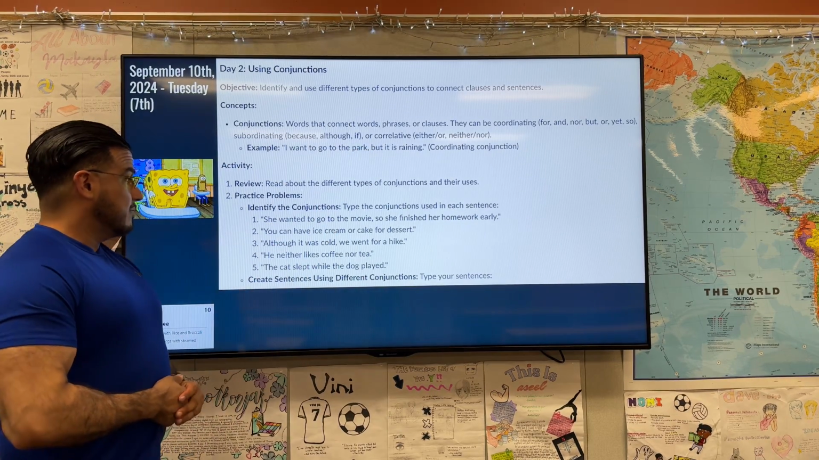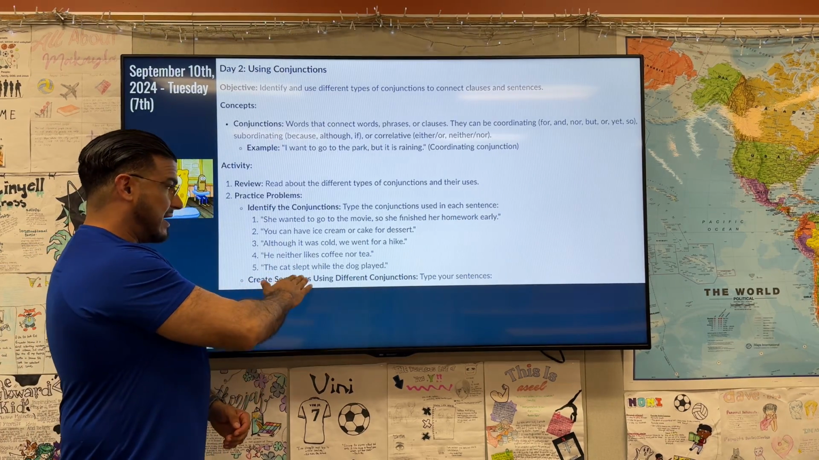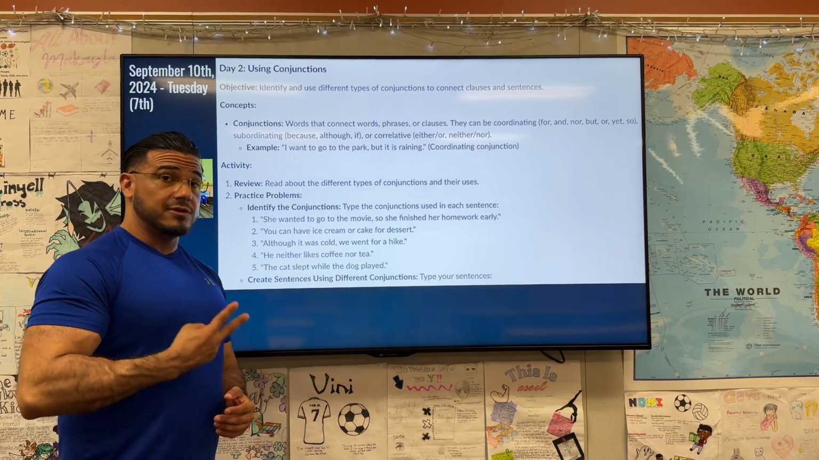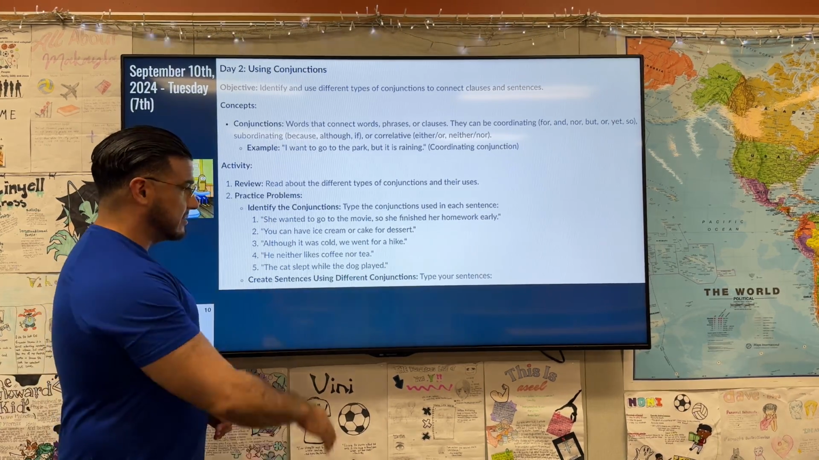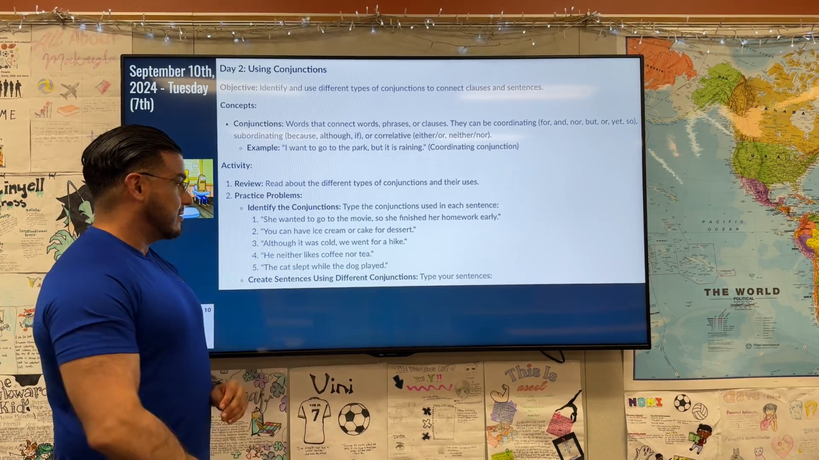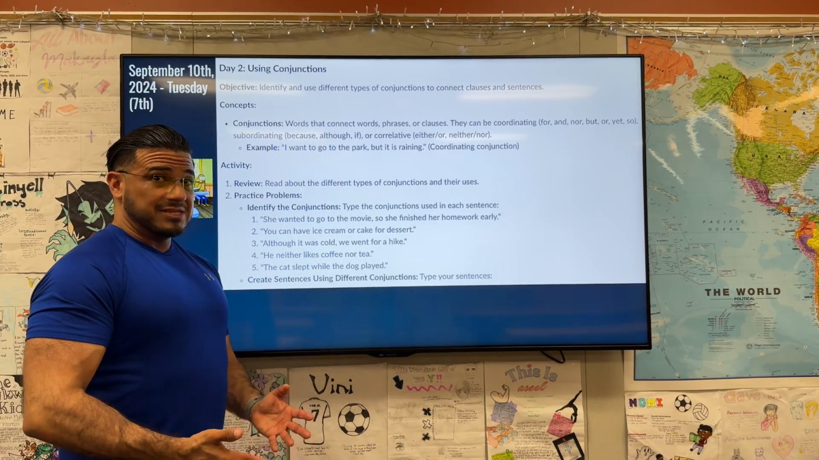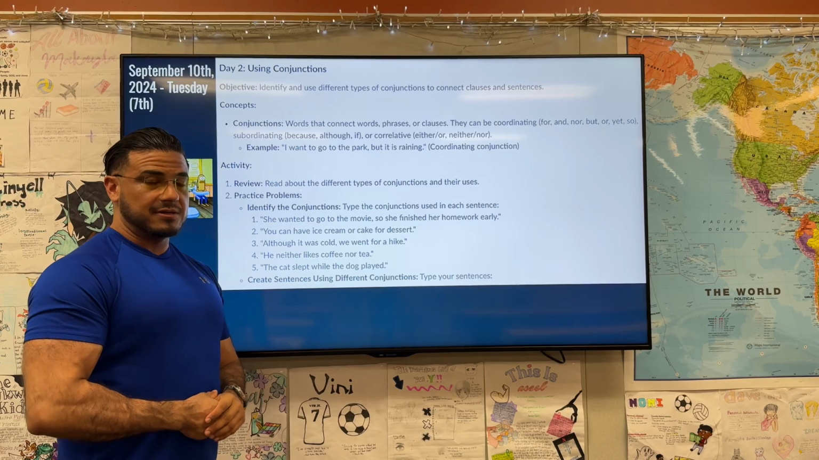All right, let's move on to our final sentence, number 5, which reads, the cat slept while the dog played. Again, we've got 2 clauses here. The first of which I would argue is independent because it reads, the cat slept. That's fine, it's standalone. The second clause reads, while the dog played, which, hopefully you identified as a dependent clause.